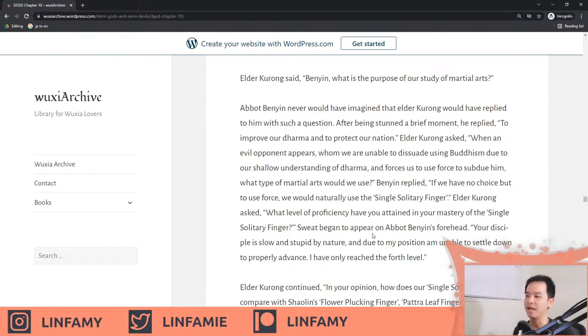Elder Kurong asked, "What level of proficiency have you attained in your mastery of the Yi-Yang finger?" Sweat began to appear on Abbot Bunyin's forehead. "Your disciple is slow and stupid by nature, and due to my position I am unable to settle down to properly advance. I have only reached the 4th level."